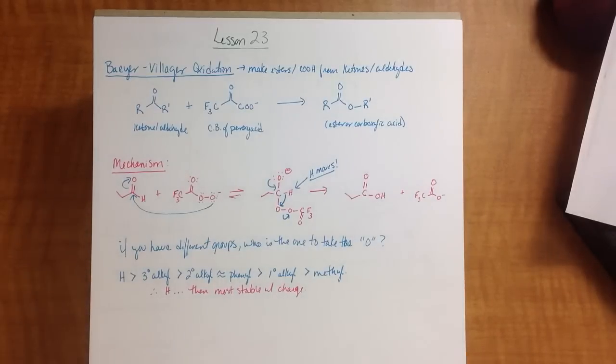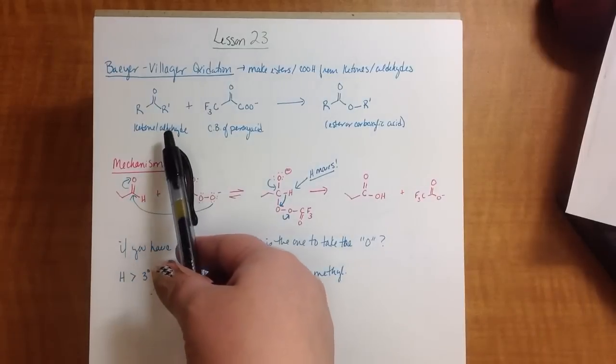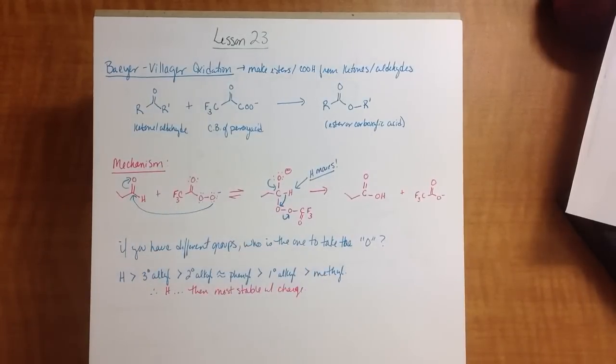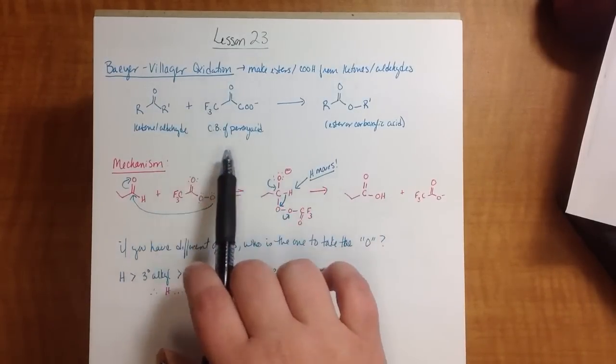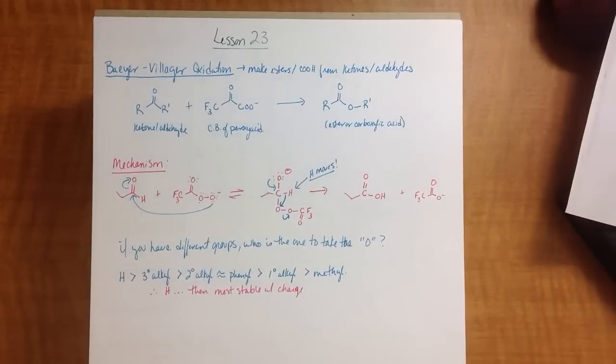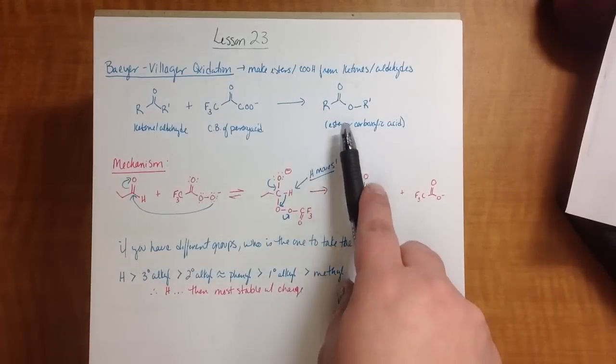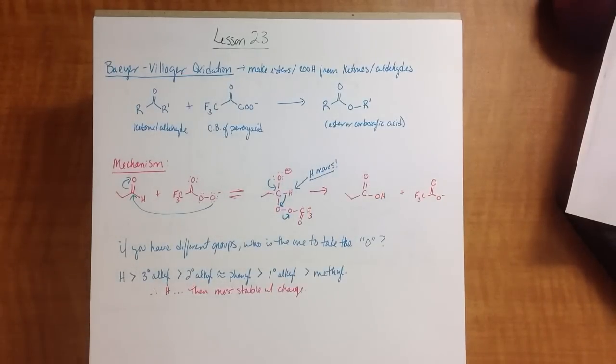Okay, lesson 23. We're talking about the Baeyer-Villiger oxidation reaction. What this essentially does is we could take a ketone or aldehyde along with the conjugate base of a peroxy acid and yield either an ester or the carboxylic acid.